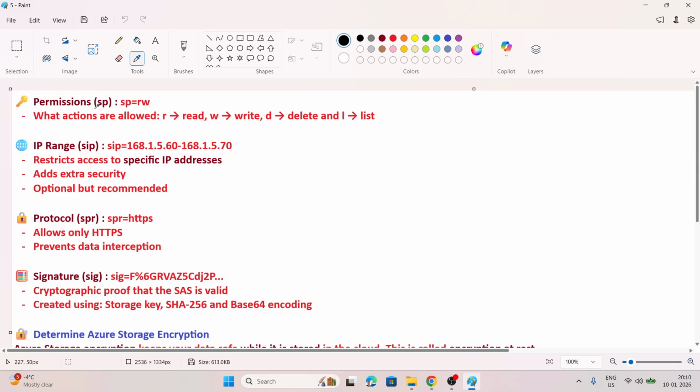Then SP. SP means permissions. Here it is rw. RW means read and write. So what actions are allowed? R means read, W means write, D means delete, L means list. Then IP. IP means IP range. This blob is currently accessible from these IPs only. It starts from 168.1.5.60 to 168.1.5.70.